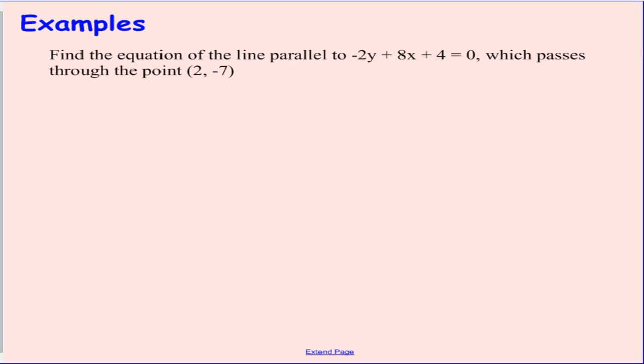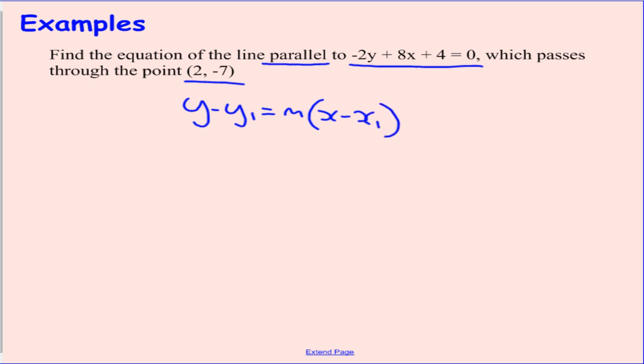We are asked to find the equation of the line parallel to this line here. So we have those two bits of key information and it passes through the point 2, -7. So that's straight up useful information. Now remembering back to our point gradient form, y minus y1 equals m outside of x minus x1. For that we need a gradient and we need a point. Now we already have our point, it's the 2, -7. However, we don't exactly have the gradient just yet, but we do have enough information to find it.